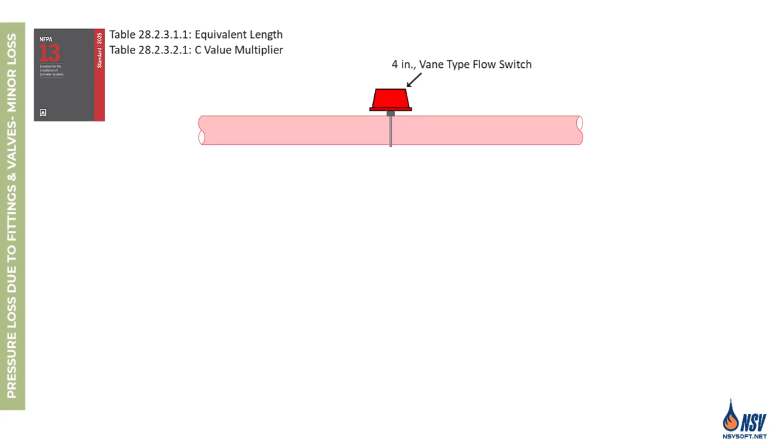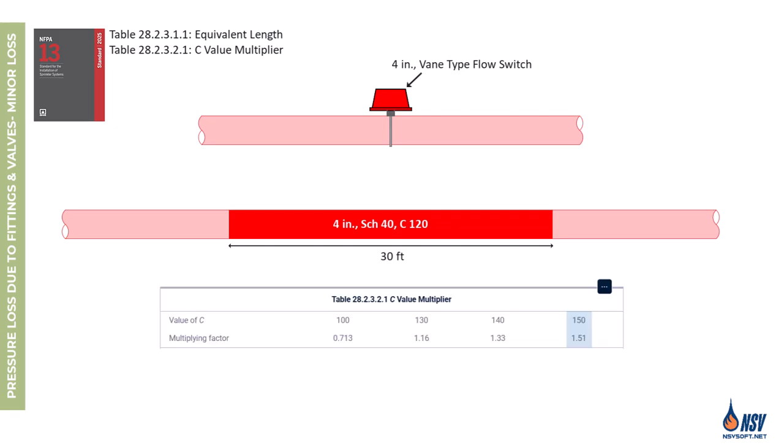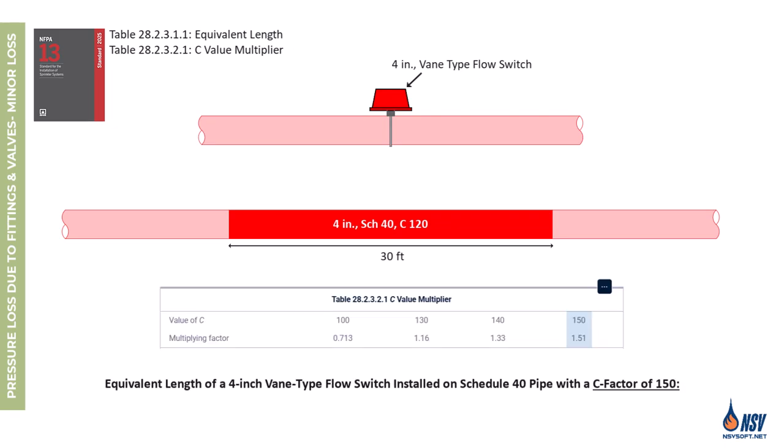For example, if a 4-inch vane-type flow switch listed in the table with an equivalent length of 30 feet is installed on a pipe with a C factor of 150, we simply multiply 30 by the correction factor of 1.51, which gives us an adjusted equivalent length of 45.3 feet.